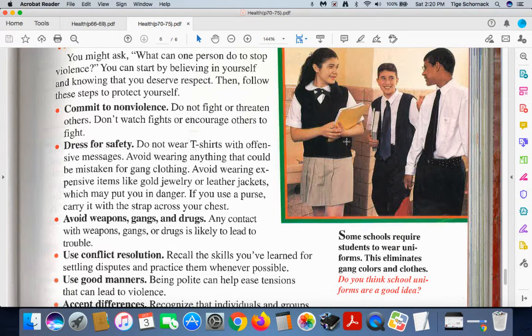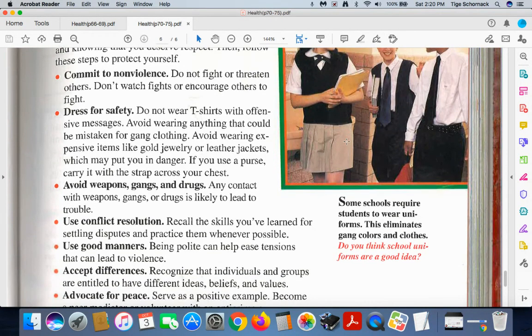Again, because they can be associated with this gang or that gang. We don't allow that. Showing off your bling, showing off things that you have, people who want it may steal it from you. Avoid weapons, gangs, and drugs. Avoid contact with weapons, gangs, or drugs. It's likely to lead to trouble.